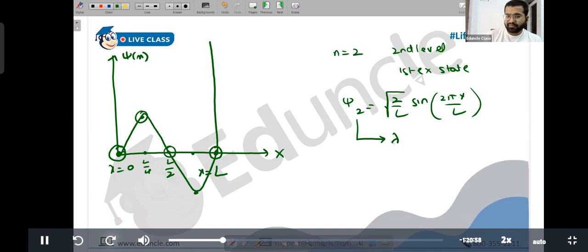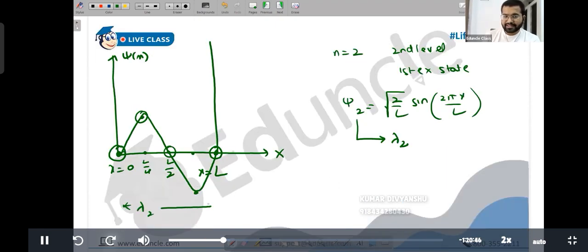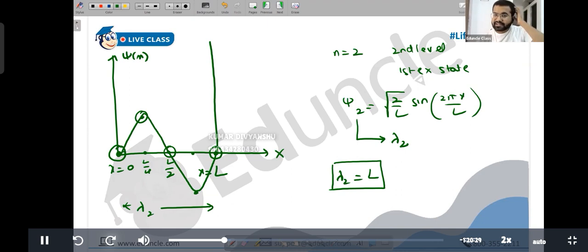Now let's say the corresponding wavelength is lambda 2. But this time the whole wavelength is inside the box. Previously only half a wave was inside the box. Now the complete wave is inside the box. Lambda 2 is equal to L this time. I hope this is understood. So this is for n equals 2, the second level, or first excited state.